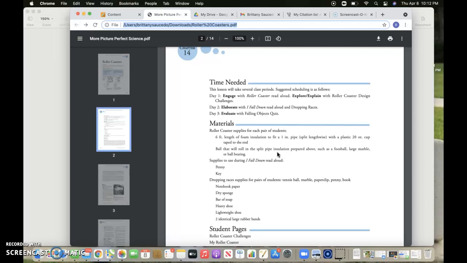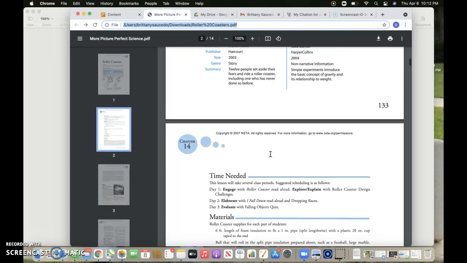And then it had great experiments to provide the exploring and the explaining part. The elaborate is cool because it provided a second book, and then the evaluate was a quiz that was provided at the end. It also came with some worksheets that were pretty cool. And it was pretty well laid out, where if you were going to utilize this, it is very self-explanatory.